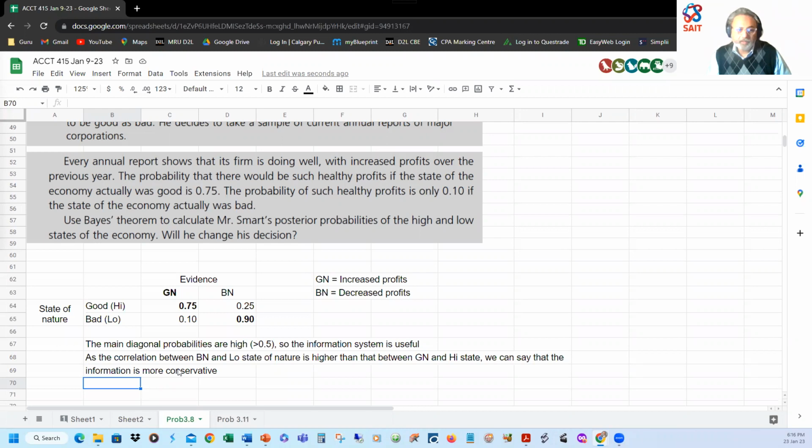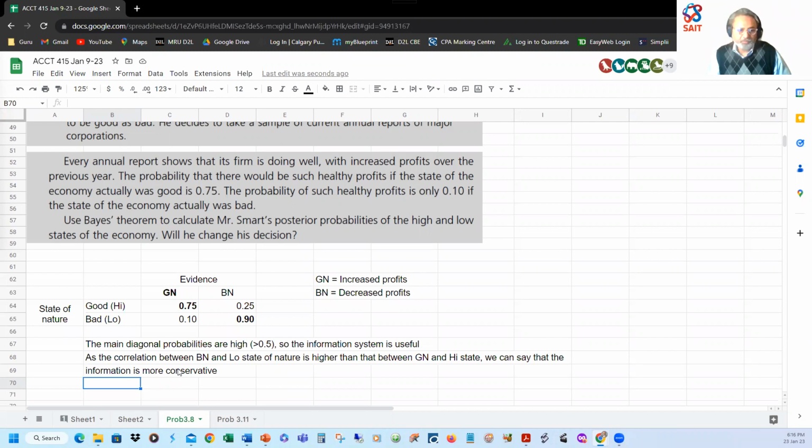Okay, so over here, this information system is actually doing just that. It is conservative. If Mr. Smart had found that the annual reports were, for the most part, reporting lower profits, he would very well have inferred that the state of the economy is bad, that it's in the low state.